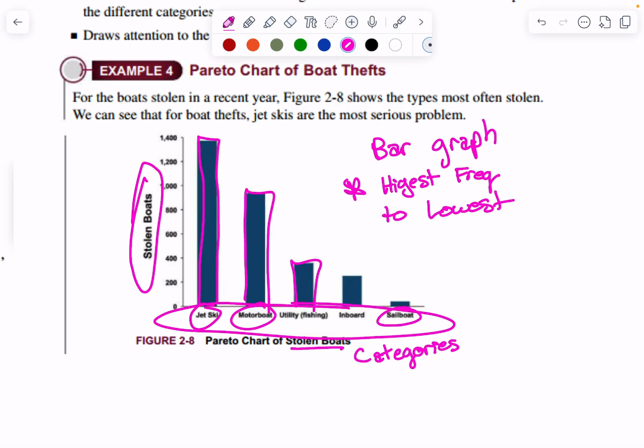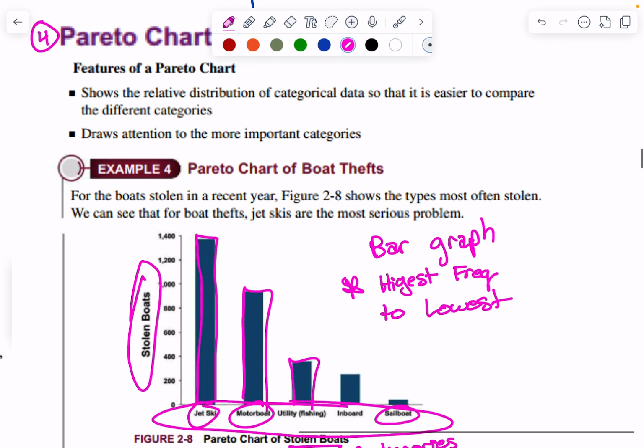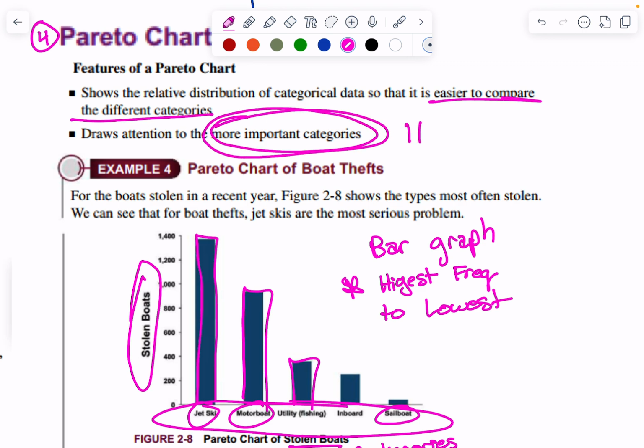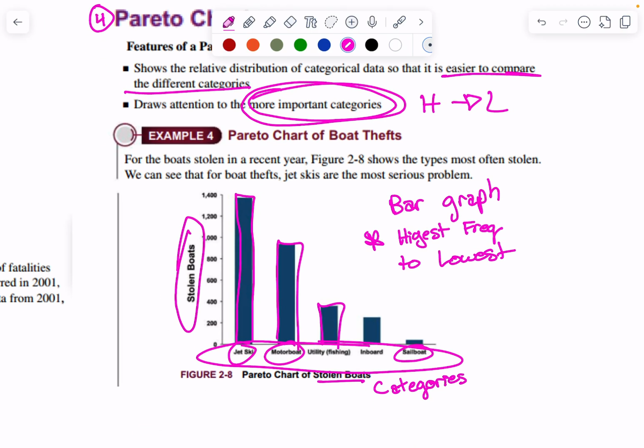So this is a very like aesthetically pleasing graph because it has that trend that goes down, okay? So it shows the relative distribution of categorical data so that it's easier to compare the different categories. And then it draws attention to the most important or the more important categories because it goes high to low, okay? So glorified bar chart, notice that the bars don't touch. Bars don't touch like they do in a histogram, right?